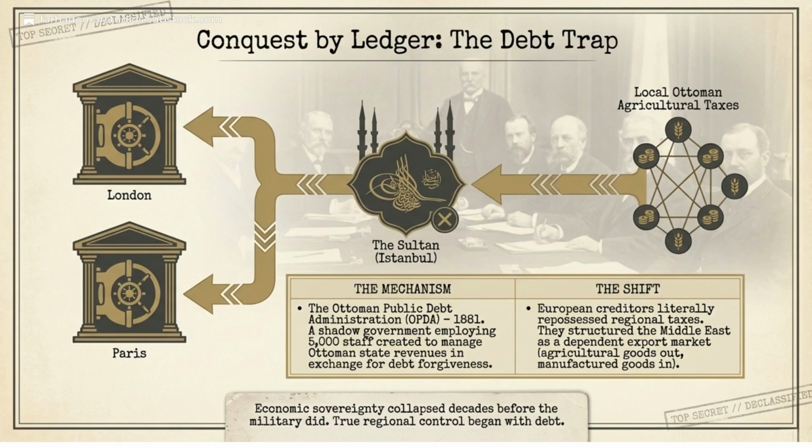Economic control was established decades before military intervention, through a debt trap. The Ottoman Public Debt Administration managed state revenues in exchange for debt forgiveness. European creditors repositioned the Middle East as a dependent export market, structured for agricultural exports out and manufactured goods in.